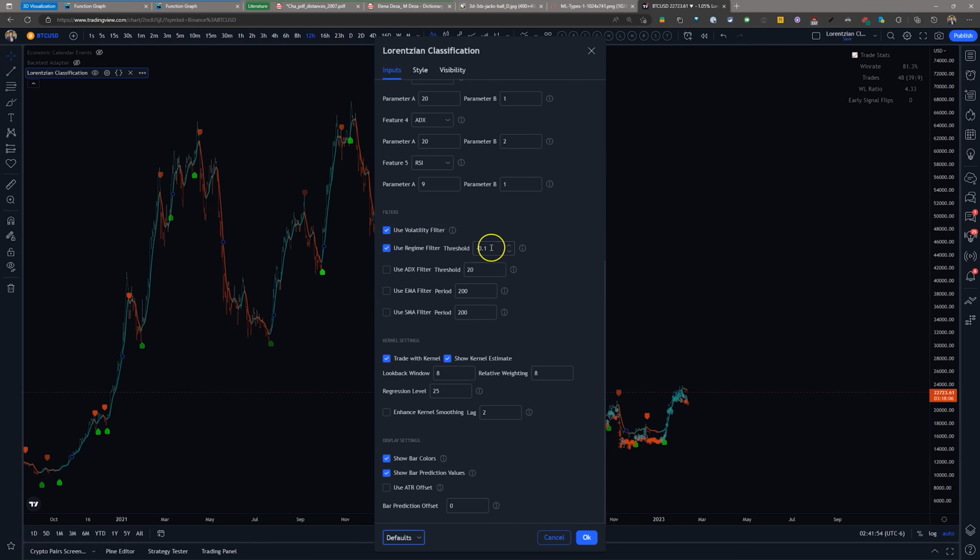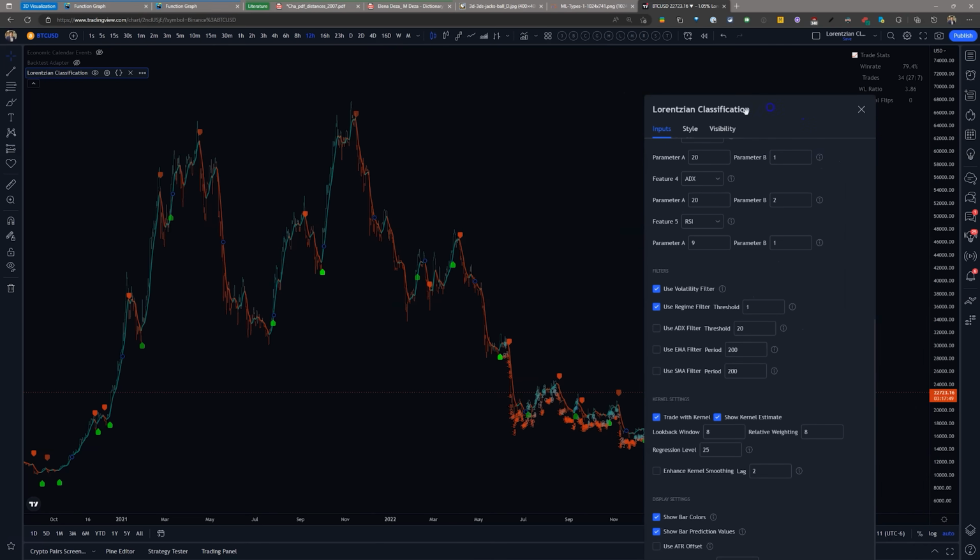The regime filter is an interesting one. Basically, what it will do is make sure that you only enter as the market is transitioning from ranging into a trending market. So the more you go towards 1.0, the less signals you will see, because it is more strict about only entering at certain times. So you can see how it took away some signals there.